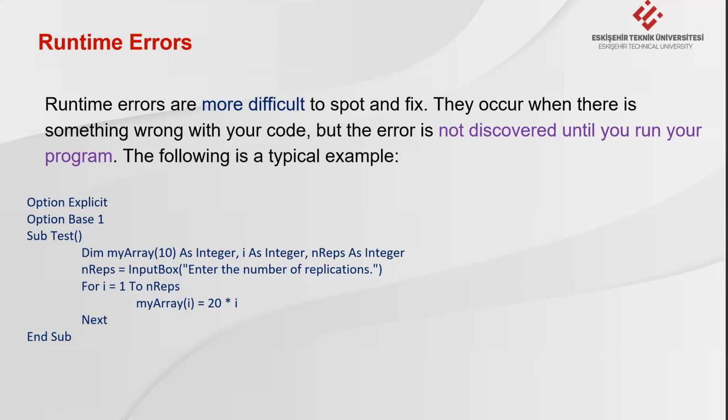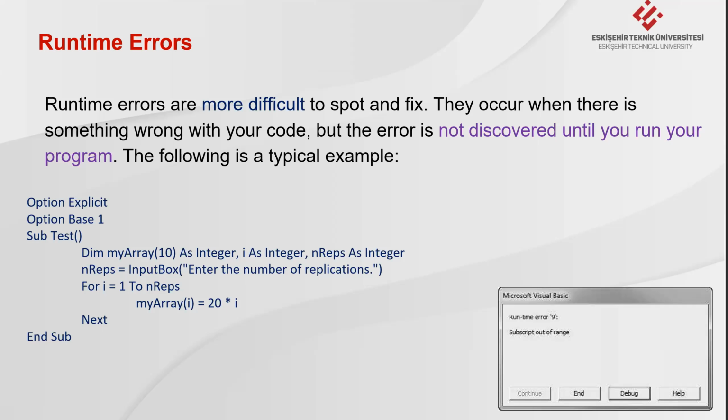But if your user enters more than 10, for example 11, you're gonna get the runtime error. So it is a typical example generally for the runtime errors. You're gonna see that kind of warning in here, and it's gonna say subscript out of range. I recommend you to use the debug button in here. It's gonna show you a possible error line in the Visual Basic Editor. So just don't click end in here. Try to see where the problem occurs.